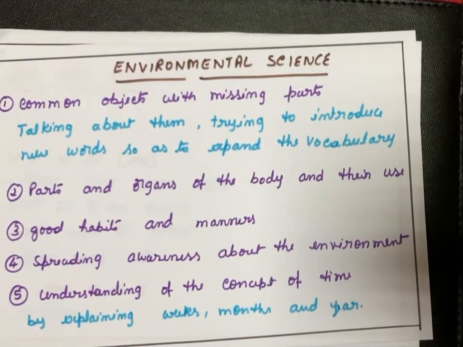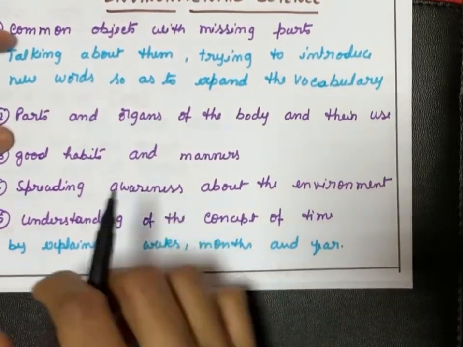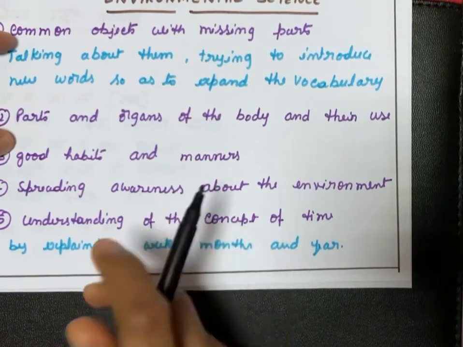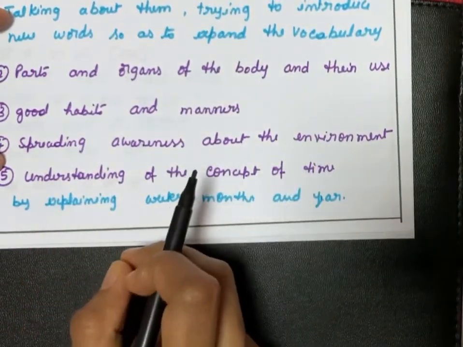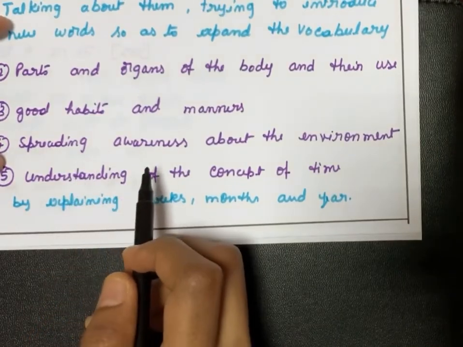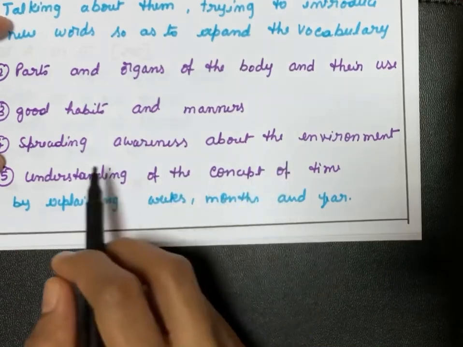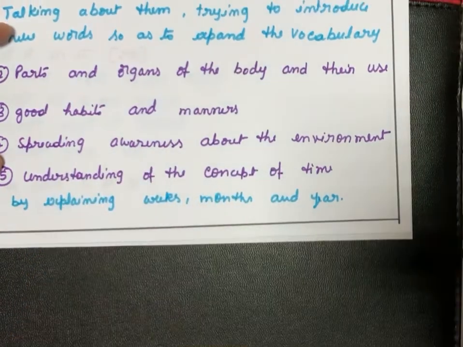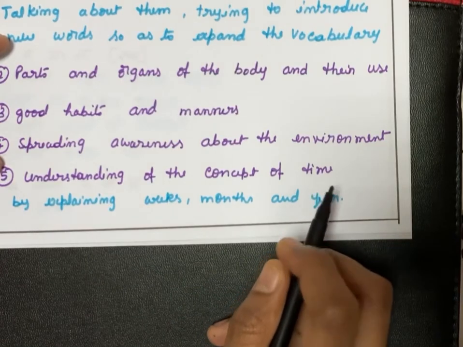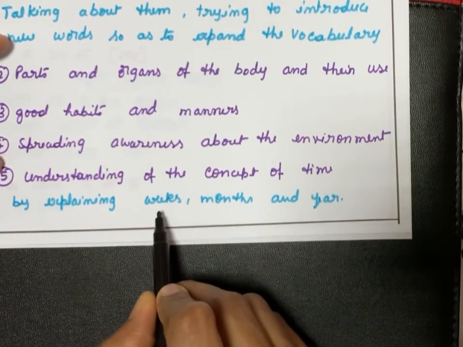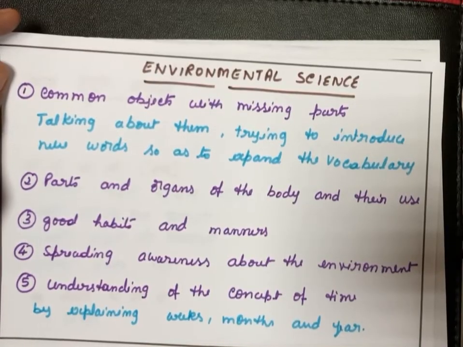Next explain them about the body parts and organs. Then teach them about good habits and manners. Then next is spreading awareness about the environment, like the importance of trees, why trees are important, why we should plant trees. Like this you can teach them. Next is understanding the concept of time, and along with teaching the time, you can also explain weeks, months, and year. So this is all about the EVS syllabus.